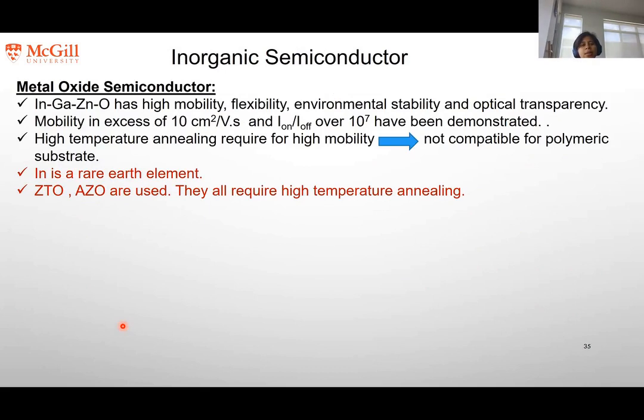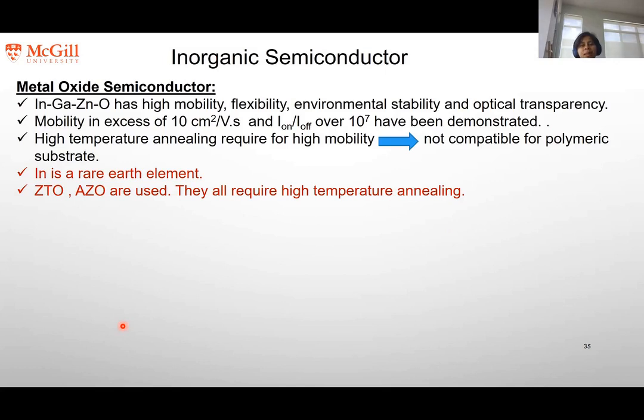And other than the single wall carbon nanotube, another inorganic semiconductor we can use is the metal oxide semiconductor. And the most popular one is indium gallium zinc oxide. They give pretty good mobility, they give flexibility, they are environmentally stable, they can also be optically transparent. People can achieve mobility of more than 10 centimeters square per volt second, and you can even get an on-off ratio of 10 to the power 7.